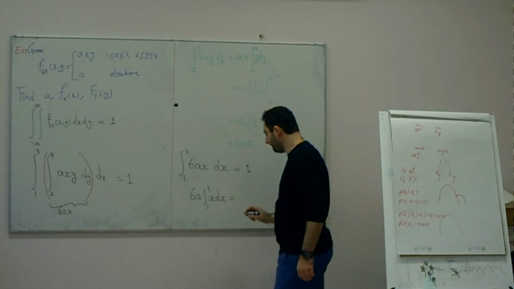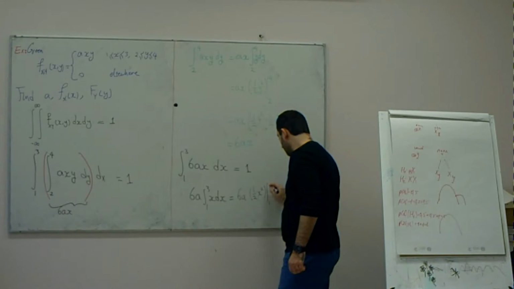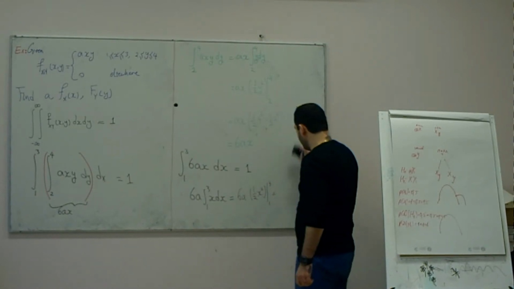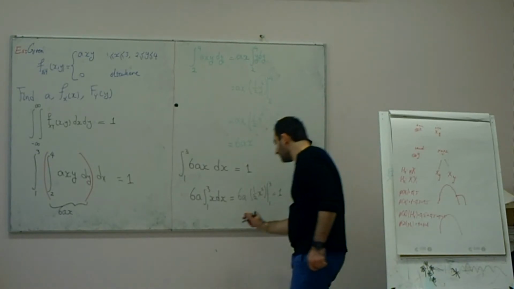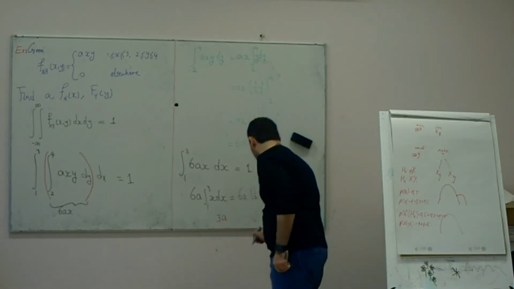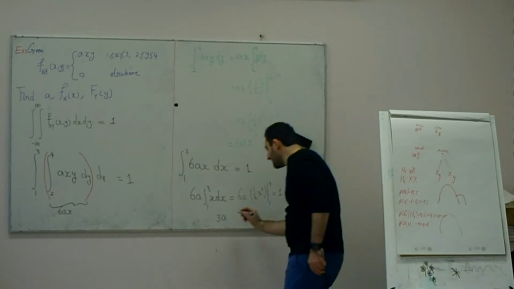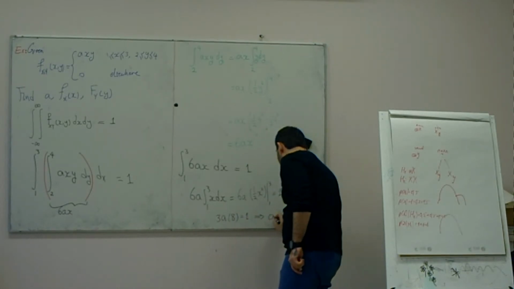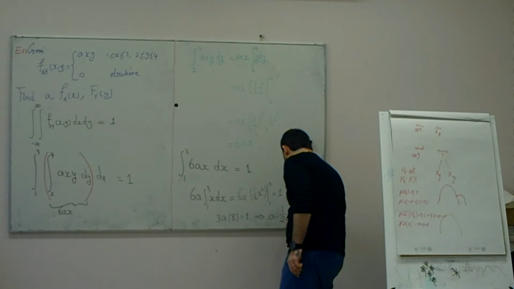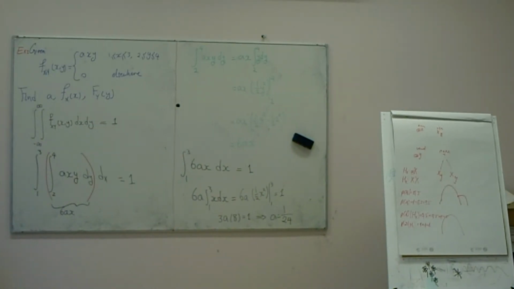This will be 6a multiplied by 1 over 2x squared from 1 to 3, which should be 1. It will be 3a multiplied by 9 minus 1, which is 8. This is equal to 1. So from here, a is equal to 1 over 24. You get that a is 1 over 24.